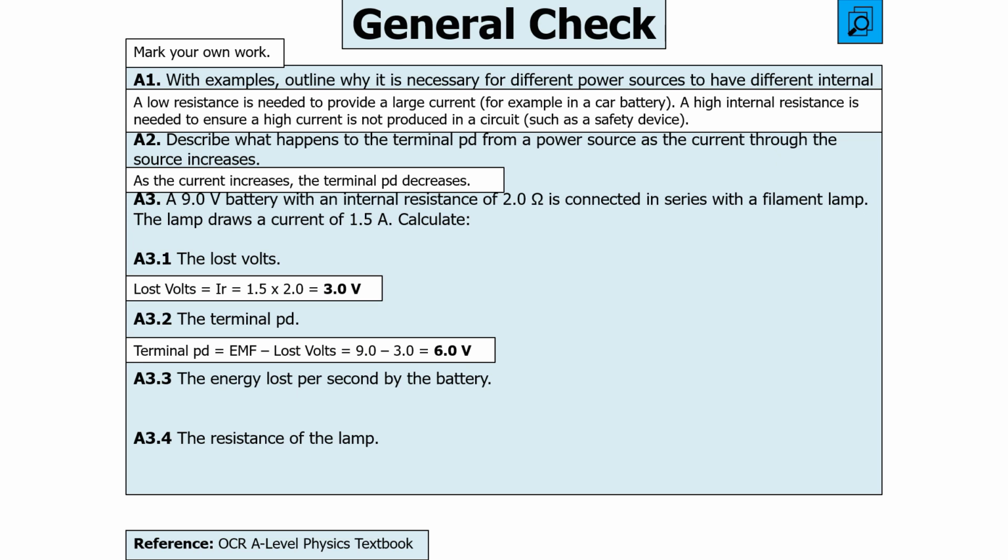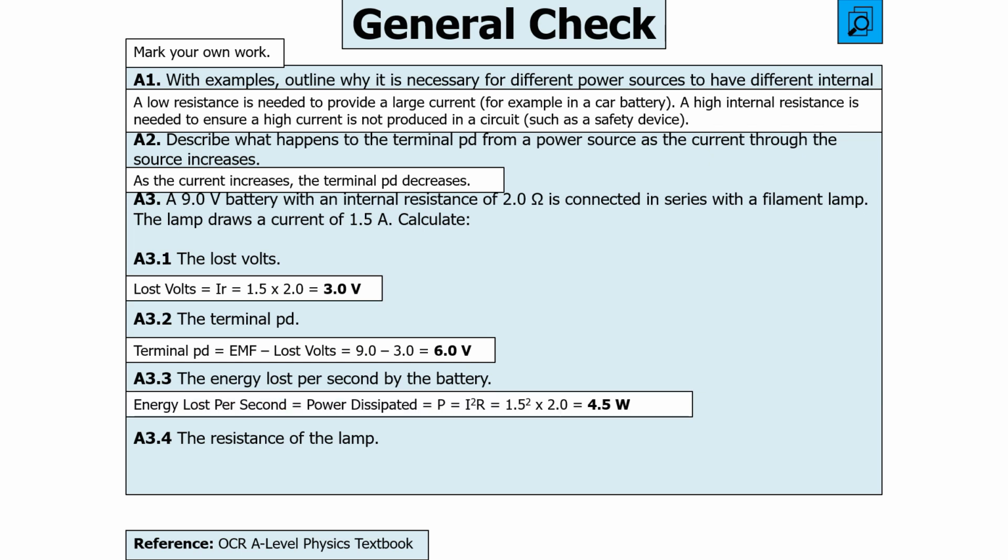Energy lost per second is another name for power dissipated. We know that power equals I squared R. That again is an equation given to us on the equation sheet. We know the current in the battery because it's constant throughout the circuit, 1.5 amps. We know the resistance of the battery because that is what internal resistance is, the resistance of the power source. So it's 1.5 squared times by 2, which is 4.5 watts.